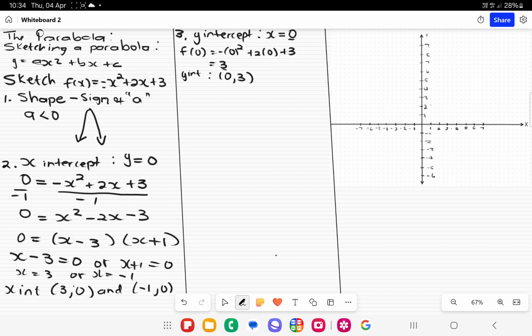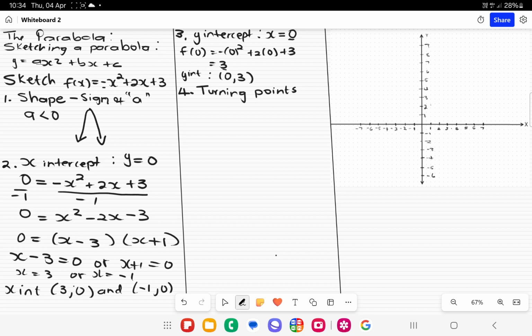Awesome. What else do I need? I need to get my turning points. The main feature of a parabola is its turning point. How do I get my turning point? First, I'm going to need my axis of symmetry.